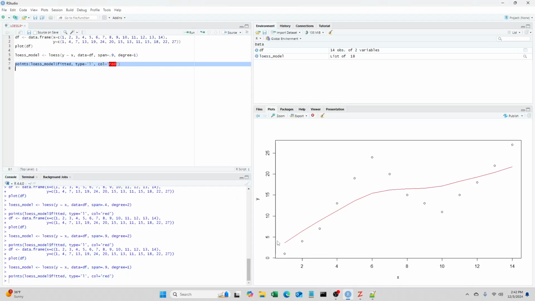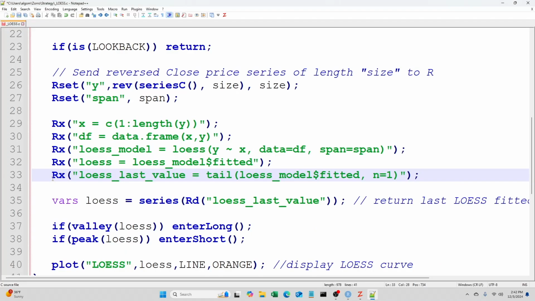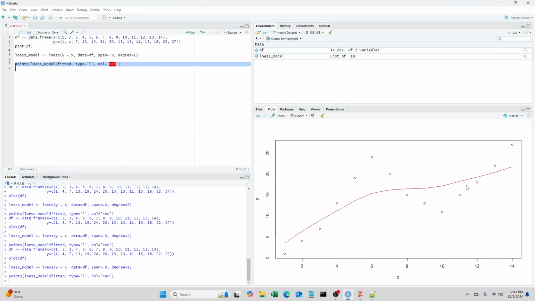This is something that's not in here, but what I'm doing here is executing another R command, and I'm defining an R variable called LOESS last value, and then I'm taking the tail of this LOESS underscore model $fitted. That's a vector, and I'm taking the last value here. So basically what this R function does is take the LOESS model and generate a value that is the last value in this array, right?